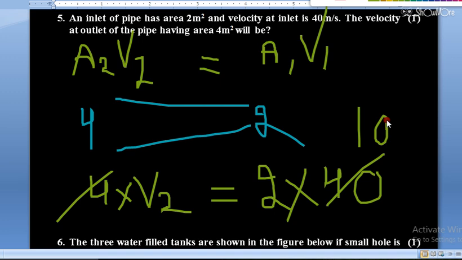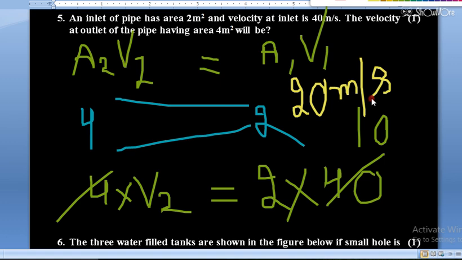So velocity at outlet, which is having the area 4 meter square, is 20 meter per second. Velocity units are also important. Some students have missed the units during the examination, so their marks are deducted. So 20 meter per second. This is the answer for question number 5. Let's move to the next question. You can note down the solution.